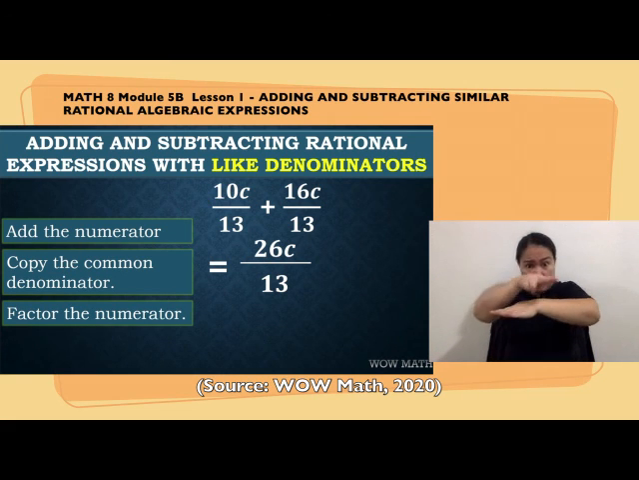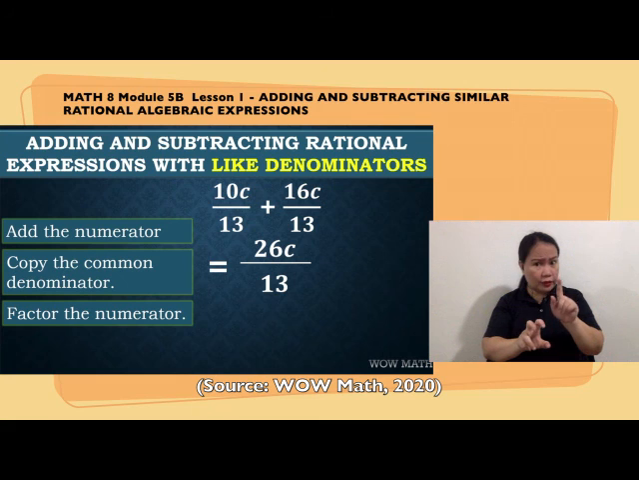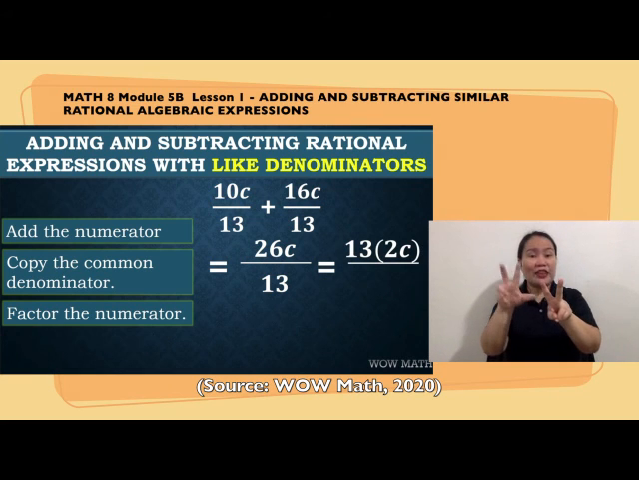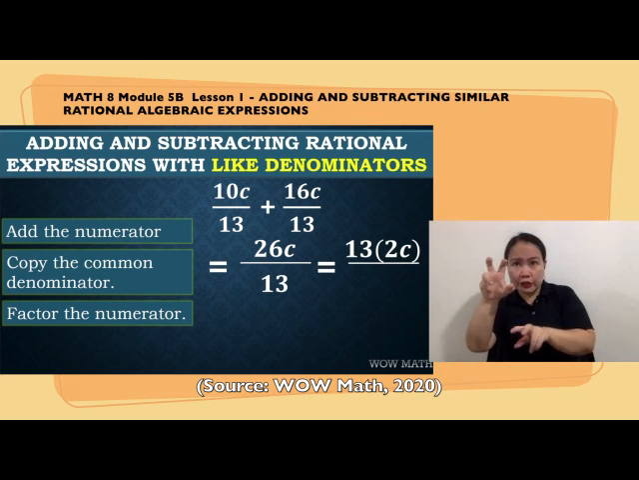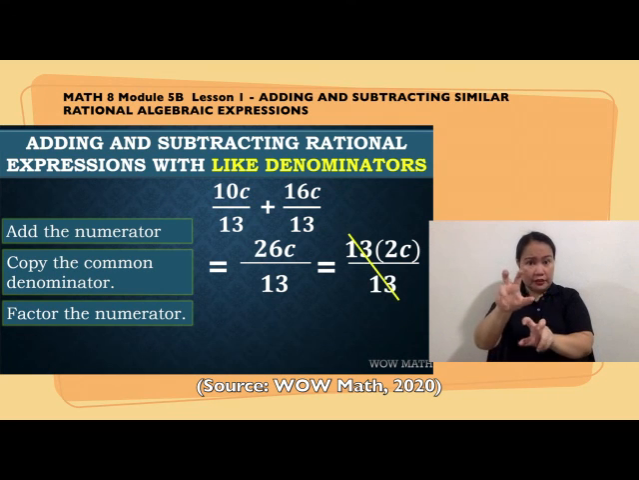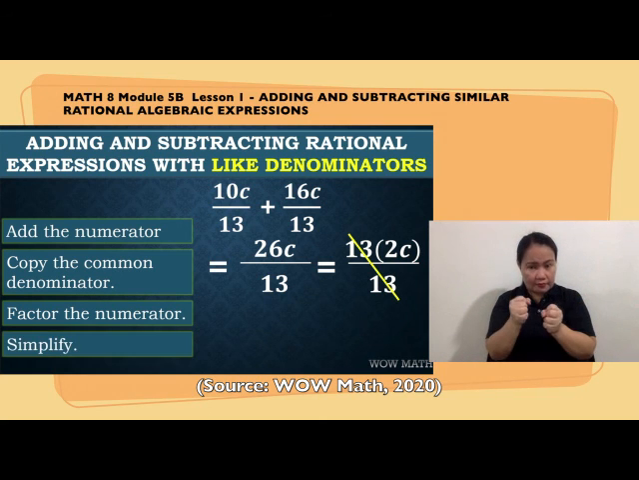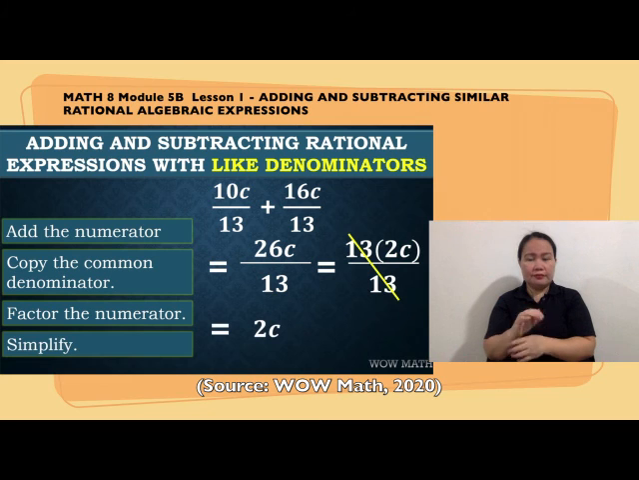Factor the numerator. Ano ba ang pwede nating gamitin or yung factor ng 26C na kung saan pwede tayong may ma-cancel out. So, we can have 13 times 2C. Okay? Kasi 13 times 2, that is 26 and then C, over 13. Now, we can cancel out or divide 13. So, 13 and yung 13 natin sa denominator, makakancel na. So, we will simplify. What's left is 2C.